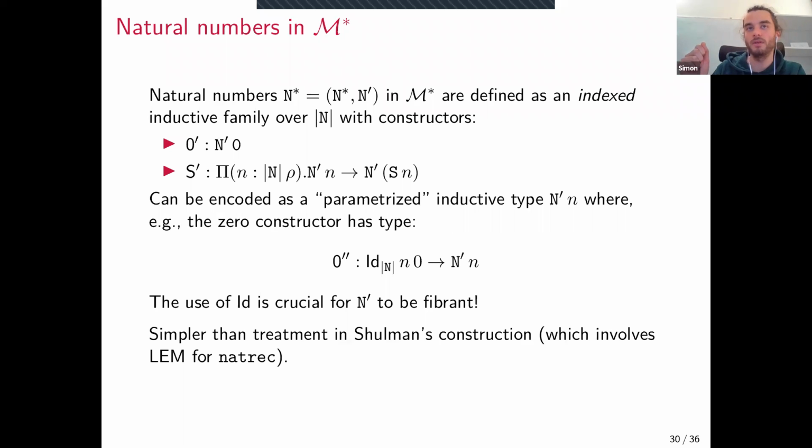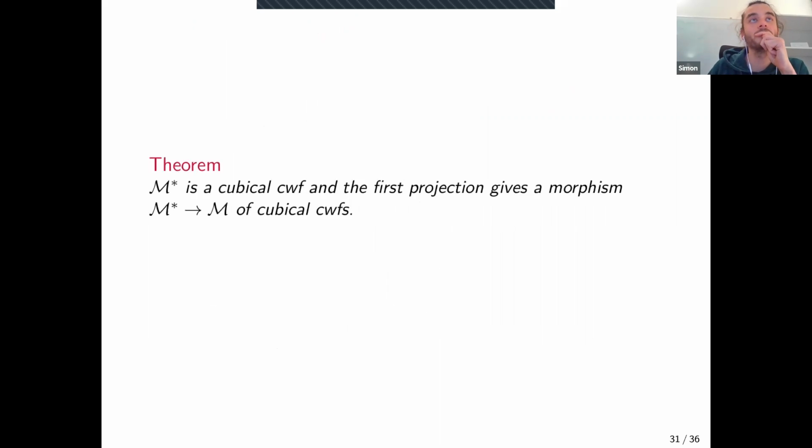We can construct these types, and for these types to be fibrant, it's crucial that we have the identity type around. This also gives a nicer treatment than Mike Schulman's proof, where, to get the natural numbers working, he had to use the law of excluded middle. Right. But this works, and we can prove that this thing is again a cubical CWF.